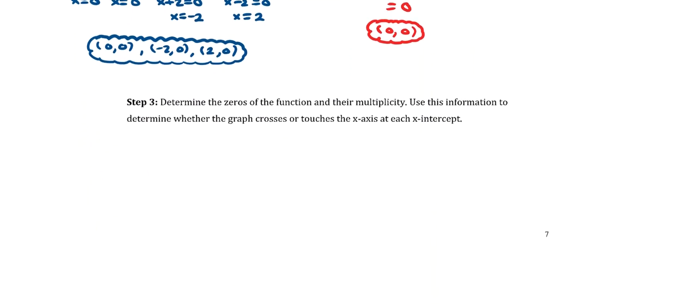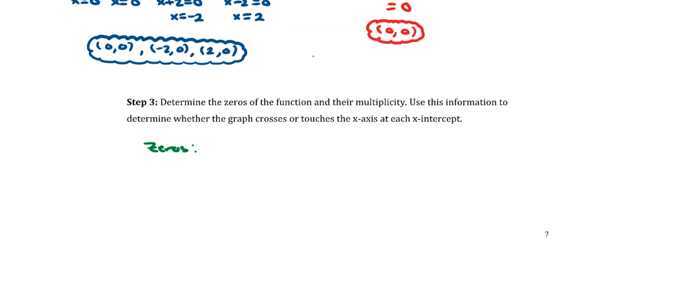By finding the x-intercepts, we actually are able to give an immediate answer to one of the parts for step 3, where it says determine the zeros of the function. But we also want to know what their multiplicity is, and based on the multiplicity, determine whether the graph will touch or cross the x-axis at the x-intercept.